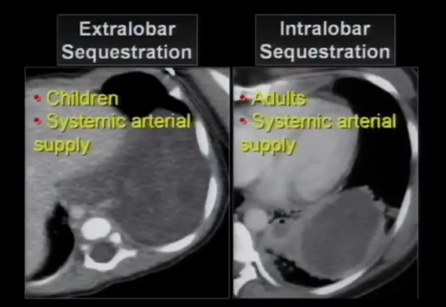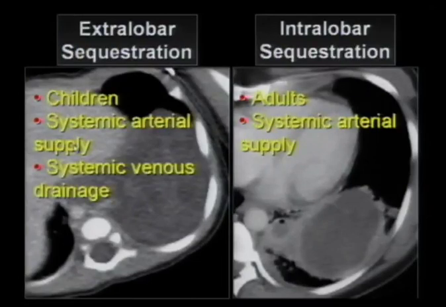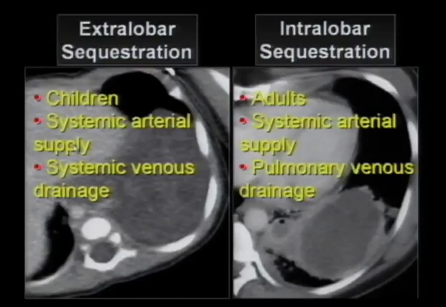Both have systemic arterial supply, so that doesn't help you, but it does help you diagnose sequestration as opposed to another cause of a congenital mass, such as a CCAM, which is not going to necessarily have an aberrant vascular supply, nor bronchial atresia or congenital lobar emphysema. Systemic venous drainage is characteristic for extralobar sequestration. Pulmonary venous drainage is more characteristic for intralobar. This is by no means absolute, and of all the rules that I'm giving you, the venous drainage is probably the least reliable, so don't fixate on that too much.